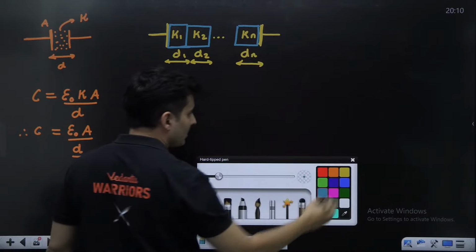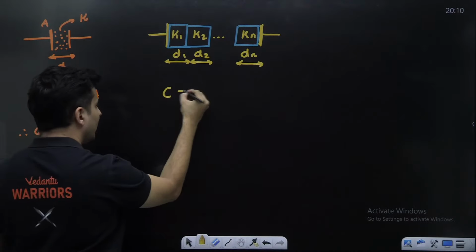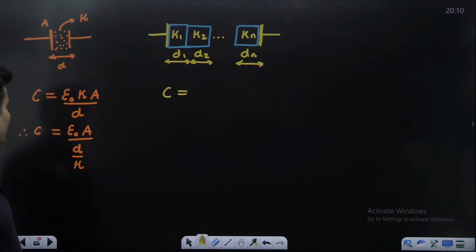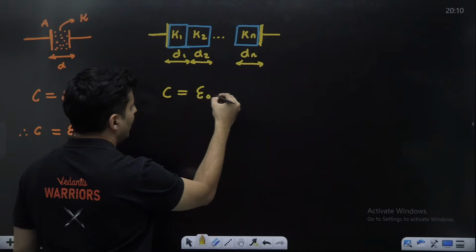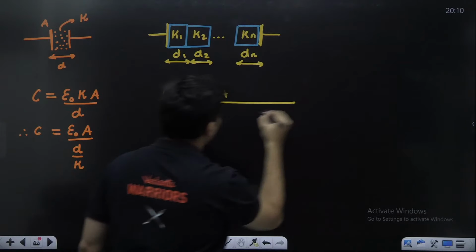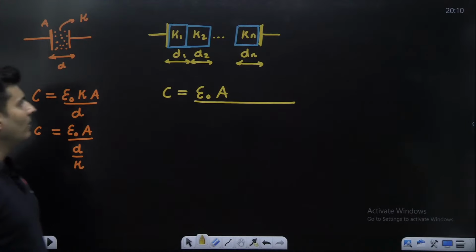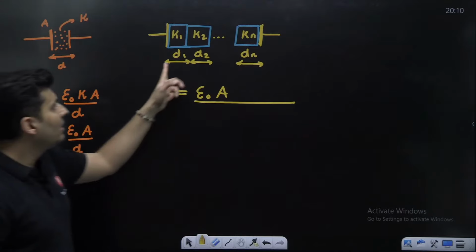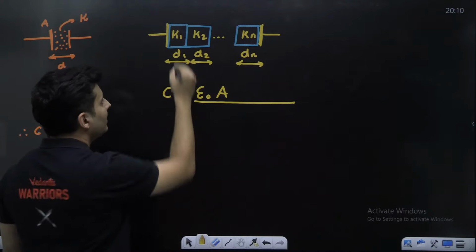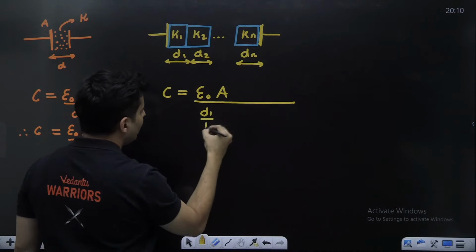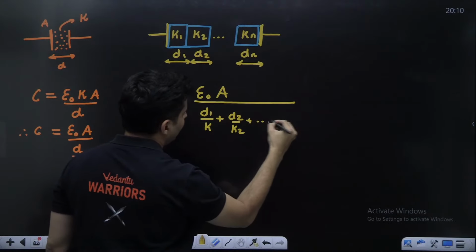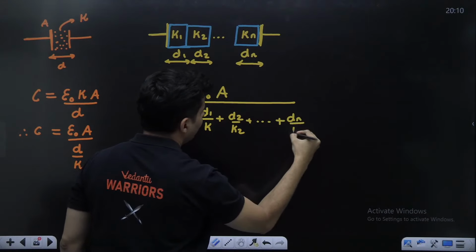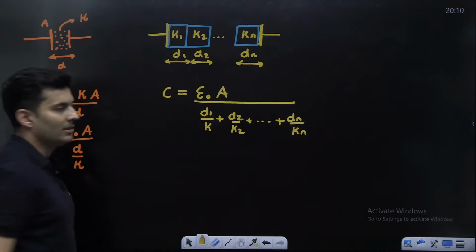What to do in that case? Then the equivalent capacitance is given as follows. Use this formula only, very simple, but write it slightly differently. Epsilon naught A will come on the top, but instead of D by K, here it will be summation D by K. That means it will be D1 by K1 plus D2 by K2, like that till Dn by Kn. That's the only difference.